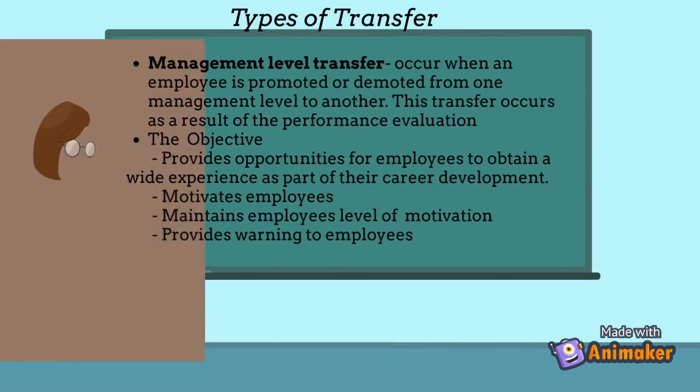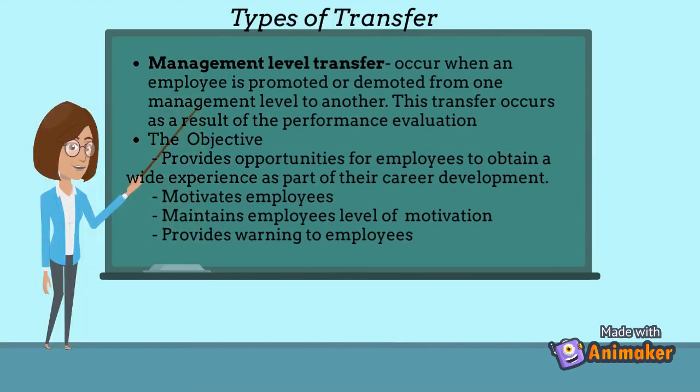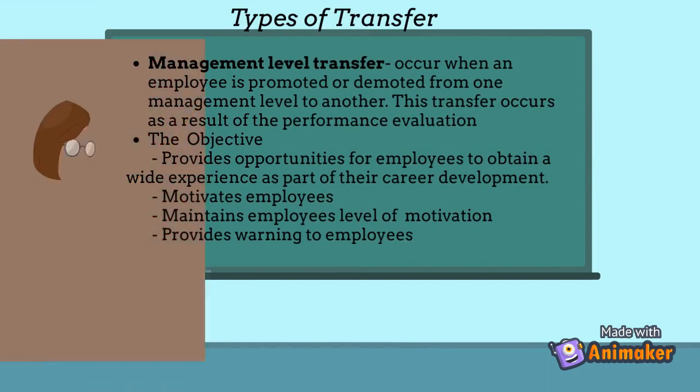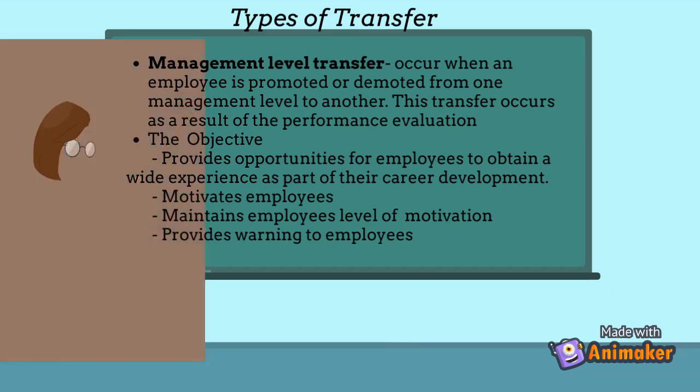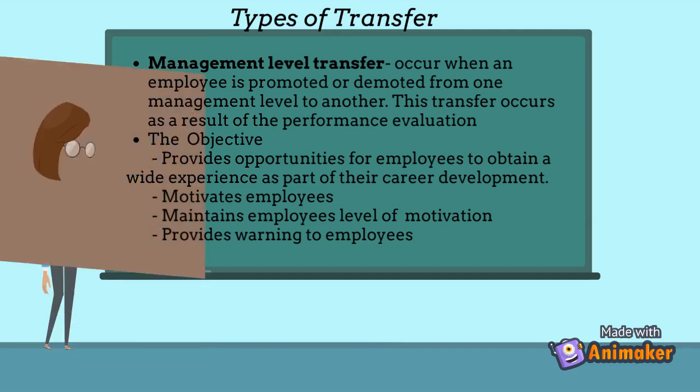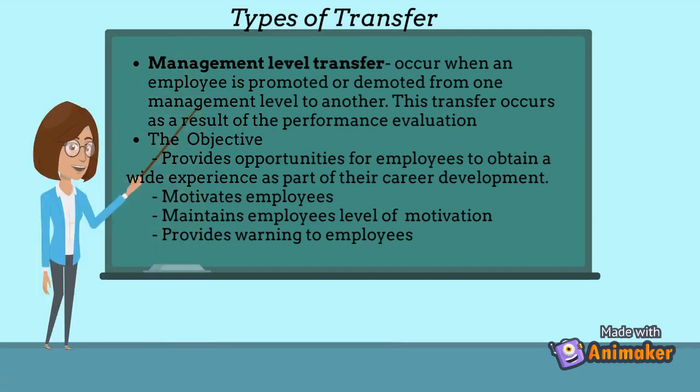Management level transfer occurs when an employee is promoted or demoted from one management level to another. This transfer occurs as a result of the performance evaluation. The objective: provide opportunity for employees to obtain a wide experience as part of their career development. Motivate employees to fill a vacancy in the organization in order to achieve organizational goals effectively. Maintain employee level of motivation and increase their interest toward their jobs. And lastly, provide warning to employees who do not show a satisfactory performance in order to improve their performance.